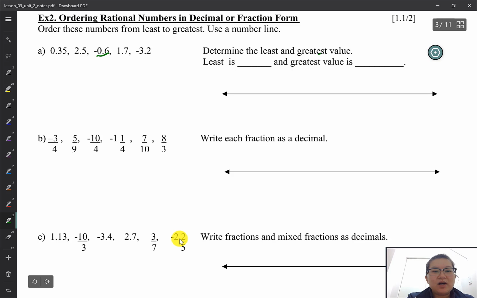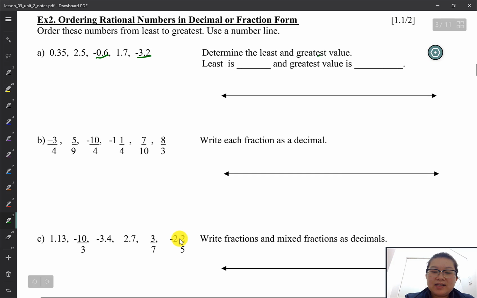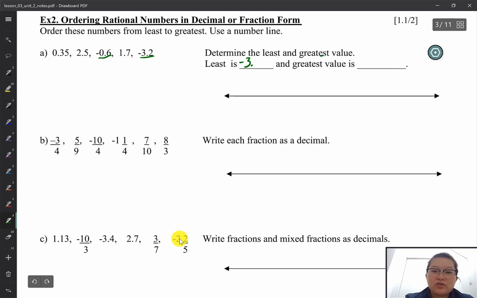So it's either this one or this one. The one that is more negative is going to have the larger number. So 3.2 is bigger than 0.6, and with a negative in front, it's going to be even less. So the least is negative 3.2, because you owe $3 versus 60 cents, right? The one that is larger, well, of course, that's easy. You just look at all the numbers that don't have the negative sign, and the one that's bigger is going to be the largest one, 2.5.